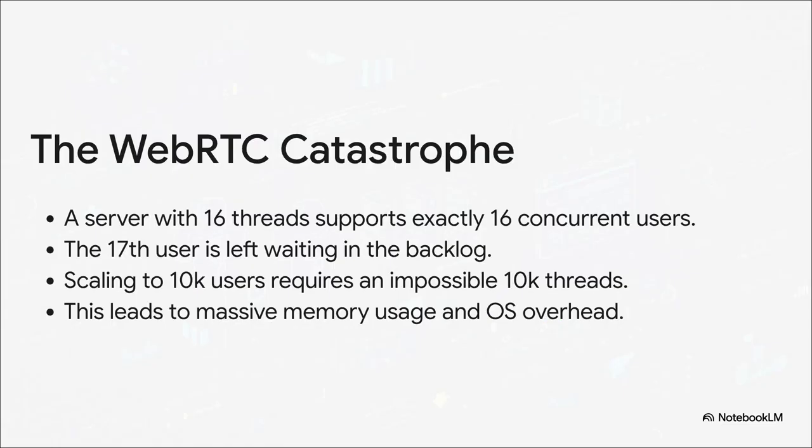And the consequences here are, well, they're pretty brutal. Think about it. With this one thread per user model, if your server has, say, 16 threads, it can handle exactly 16 concurrent users. That's it. User number 17? They're stuck waiting in line. Now try to scale that up. You want 10,000 users? You'd need 10,000 threads. It's not going to happen. The memory consumption alone would be insane. We're talking 4 to 8 megabytes per thread, not to mention the overhead for the operating system trying to juggle all of that. It is, for all intents and purposes, a complete dead end.